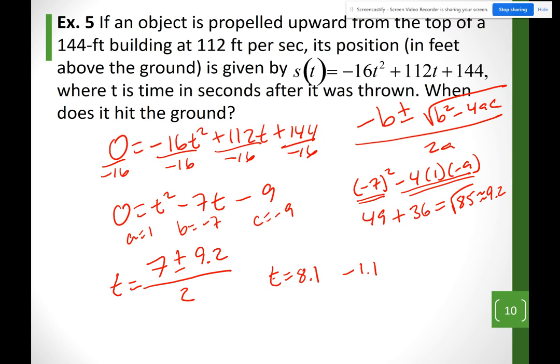Now, the negative sign doesn't quite make sense, right? I cannot throw something and have it hit the ground before I even throw it. So the negative sign doesn't make sense. So in this case, 8.1. When does it hit the ground? 8.1 seconds after I throw it.